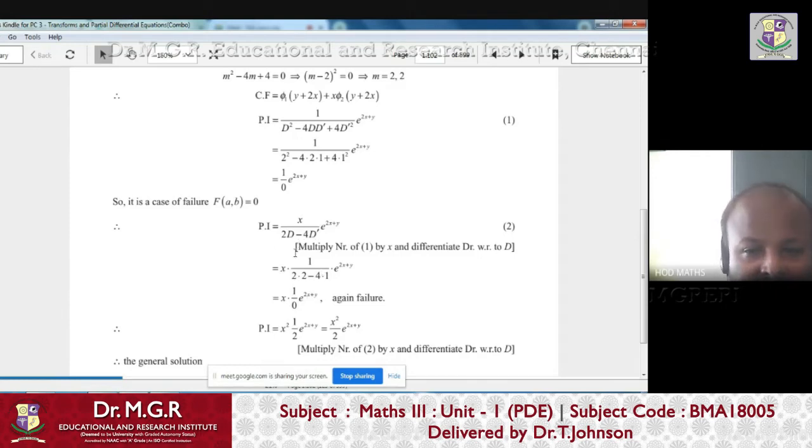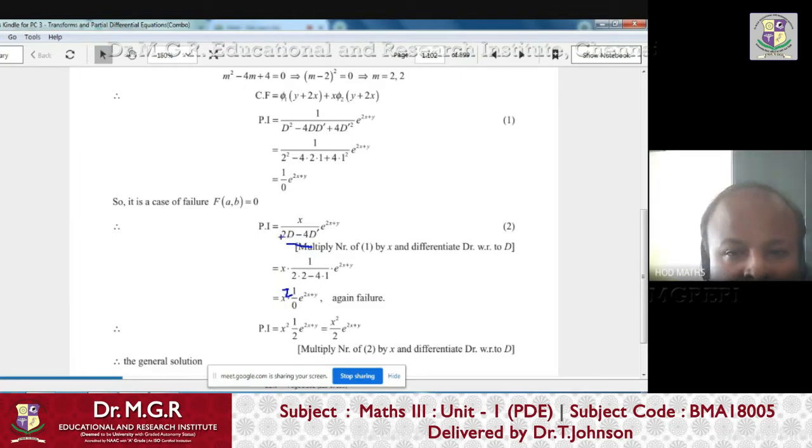See, here also the same thing happens. Why does it happen? Because the denominator factor is squared, so definitely we need the x squared term. One time we substitute, the denominator is 0, so we multiply x and then we write this. And now once again we substitute D equals 2 and D dash equals 1. Again it becomes 0. Then again what you have to do? Again you multiply another x with this x. Then it becomes x square.